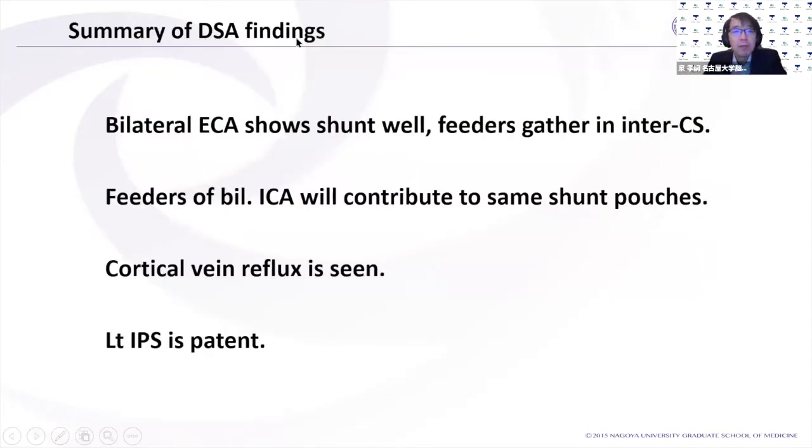Summary of the DSA findings in this cavernous sinus dural AVF. Bilateral ECA shows the shunt well. Feeders gather in the intercavernous sinus. Feeders from bilateral ICA contribute to the same shunt pouches. Cortical vein reflux is seen. Left IPS is patent.